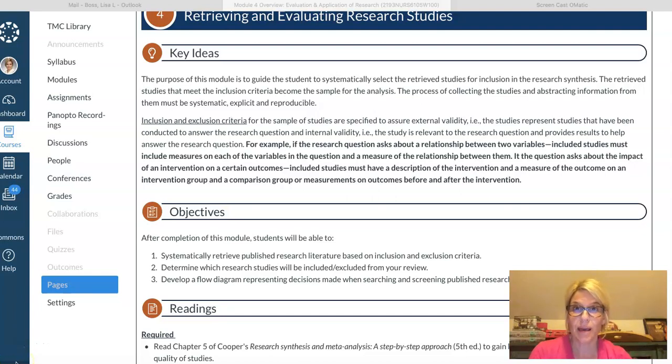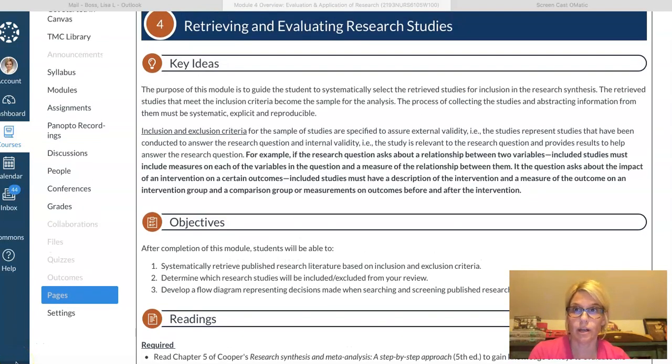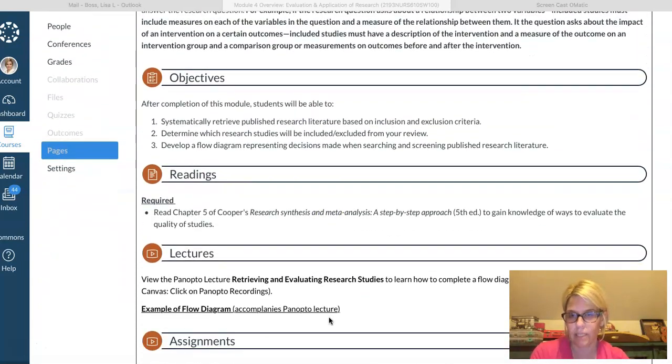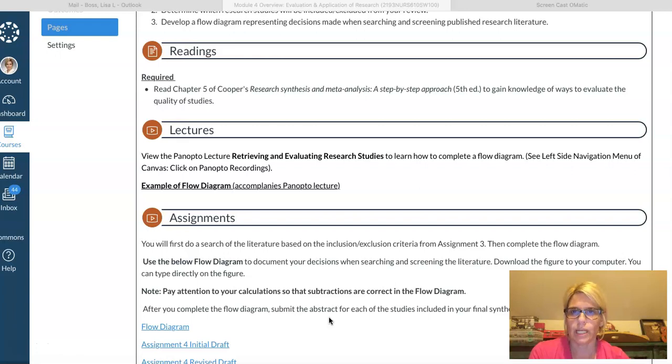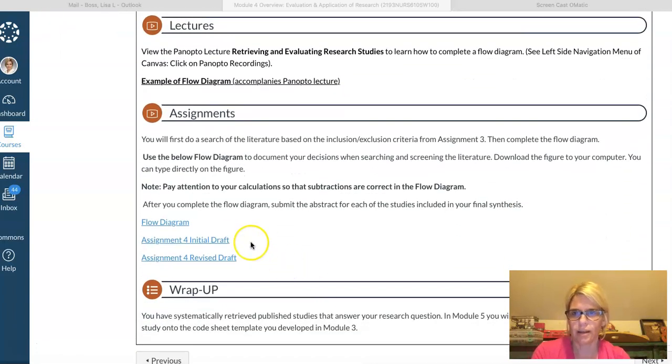Okay, so we are back and we are already moving on to Module 4, which is Retrieving and Evaluating Research Studies. So at this point, you already have a plan for what you're going to do for your search. You have established your inclusion and exclusion criteria. You go through the readings and the lectures, and you come down here to the assignment, and what you'll do for your assignment number 4 is to complete a flow diagram.